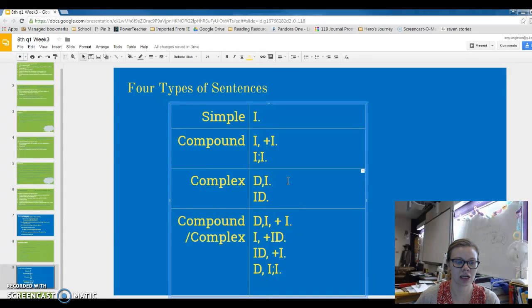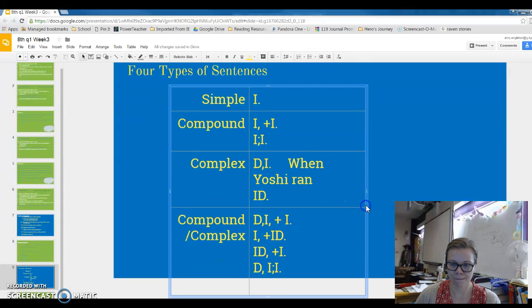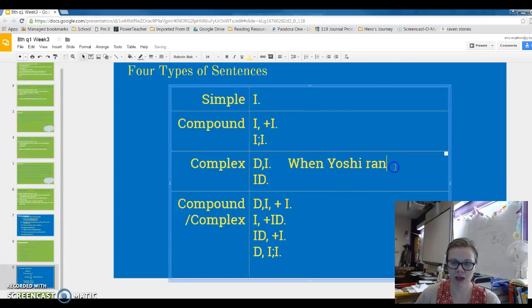A complex sentence is an independent clause and a dependent clause together. Remember how we just said "when Yoshi ran" is dependent. It does not make sense by itself. That is a dependent clause. So, D, comma, I would look something like this. When Yoshi ran, comma, he fell. Period. The dependent clause is the first part here, "when Yoshi ran." Then the independent clause is "he fell."